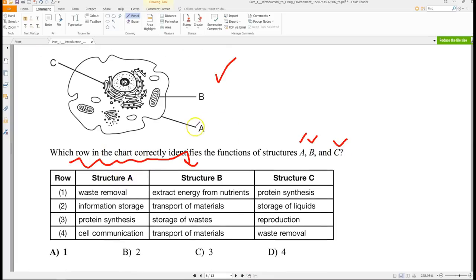A is a cell membrane, which allows molecules to go in and out of the cell. It removes waste from the cell, and it also communicates with other cells.